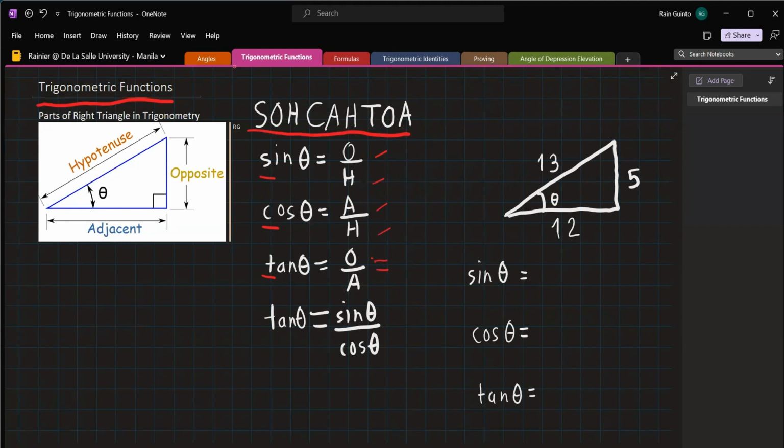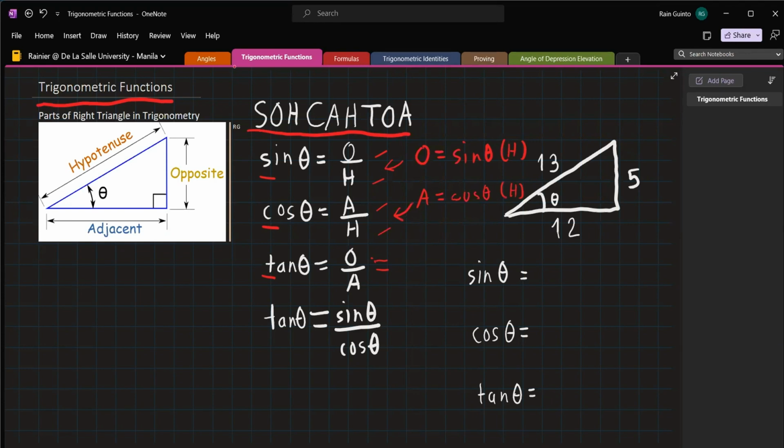However, we could notice that this part for tangent could be simplified, because we know that opposite is also equal to sine theta times h. We derived it from here. And we also know that adjacent is equal to cosine theta times h.